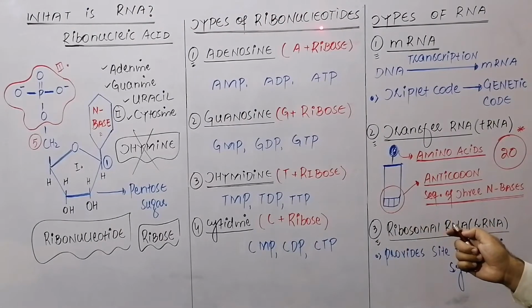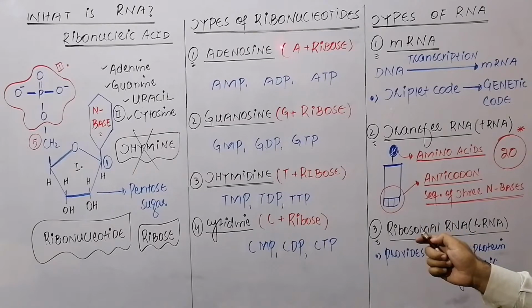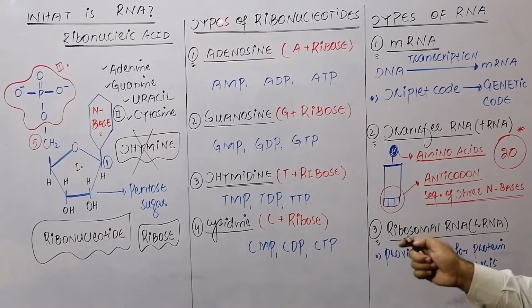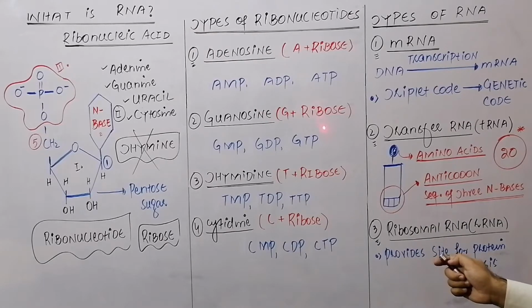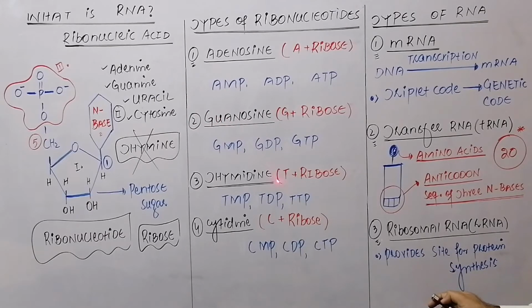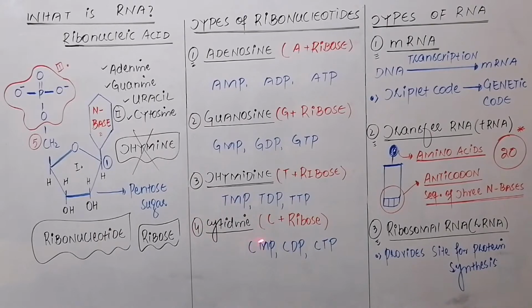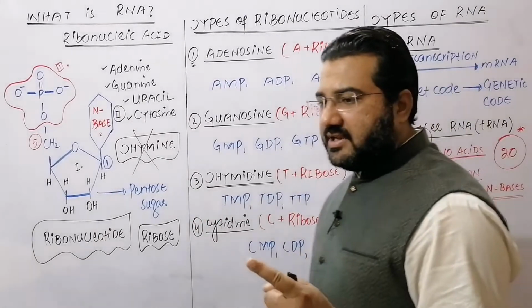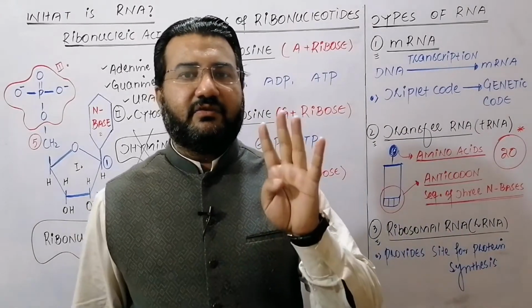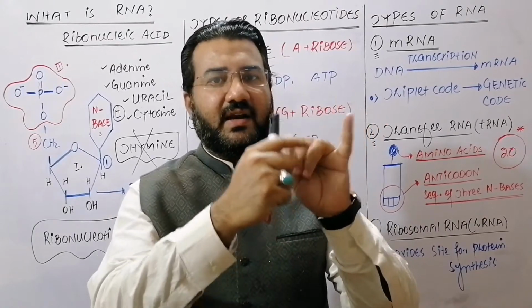Now, types of ribonucleotides and ribonucleosides. When adenine is bonded with the ribose sugar, this is a ribonucleoside called adenosine. When guanine and ribose are attached, it is a ribonucleoside which is guanosine. Now thymine and ribose are bonded, and this is a ribonucleoside which is thymidine. Cytosine and ribose are bonded, and it is a ribonucleoside which is cytidine. So how many types of ribonucleosides are there? There are four types of ribonucleosides: adenosine, guanosine, thymidine, and cytidine.